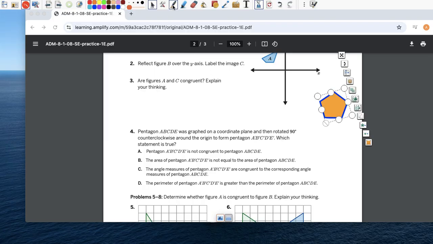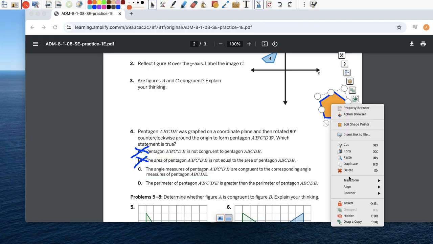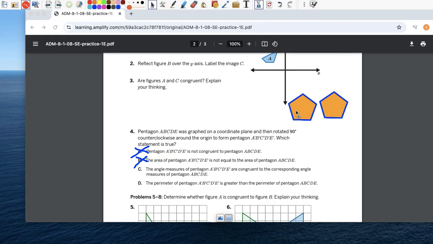So which of these four multiple choices? Pentagon ABCD is not congruent, so that's obviously a lie. The area of pentagon ABCD is not equal. No, it is equal. It's the same pentagon. The angle measures of pentagon ABCD and A prime, B prime, C prime, D prime, E prime are congruent to the corresponding angle. So I'll make a duplicate here. Here was the original pentagon, and now all I did was turn it.